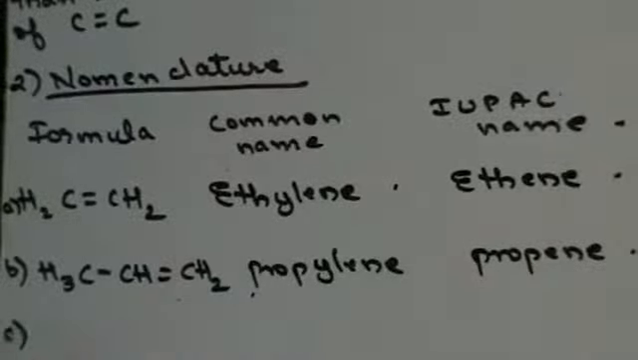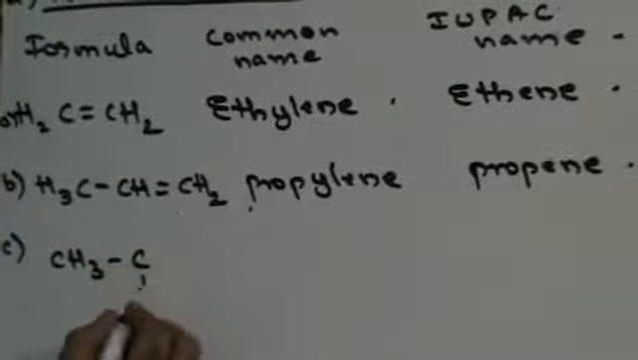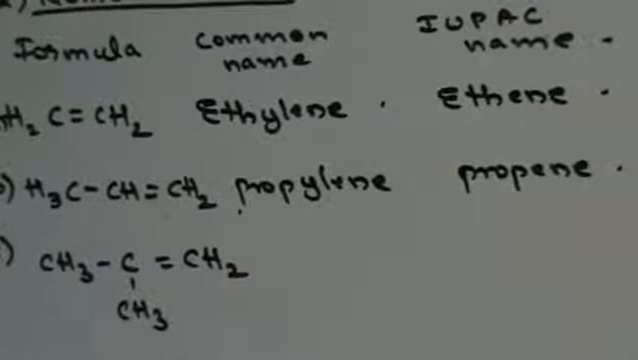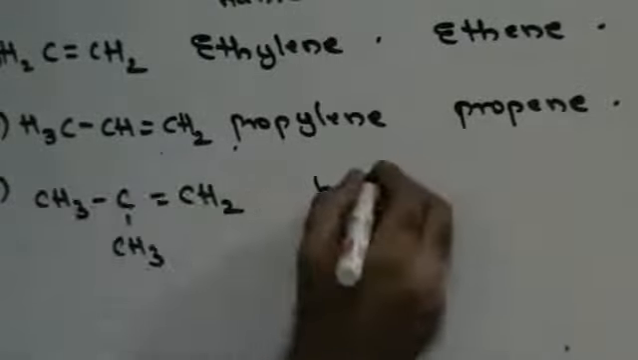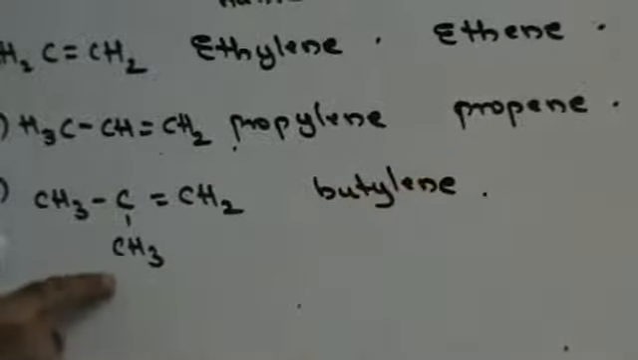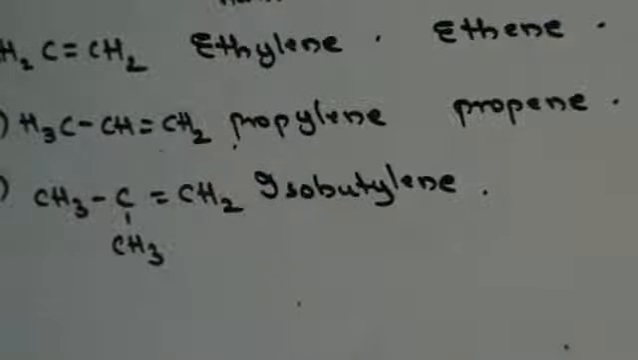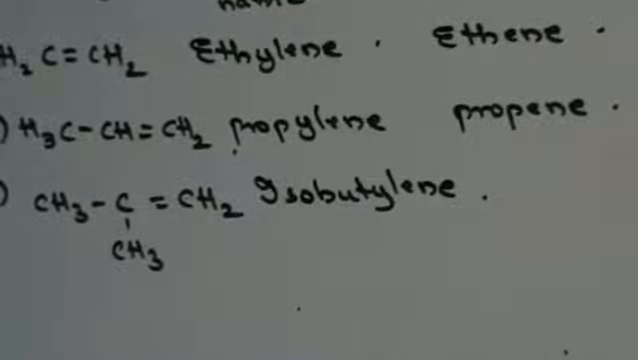Next, CH3C(CH3)=CH2, right? Now, 1, 2, 3, 4. 4 carbon atoms. Since there are 4 carbon atoms, therefore this is going to be BUT. Double bond, therefore YLENE. I have a methyl group in the branch. Since there is a methyl group in the branch, therefore this will be iso. So this will be isobutylene. Fine, do we get this thing clear?